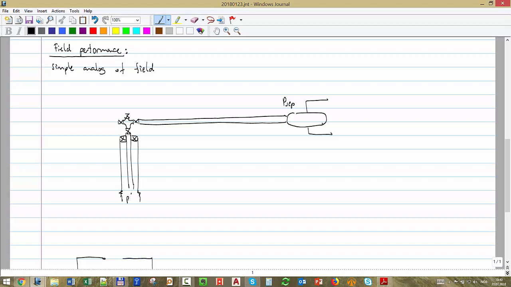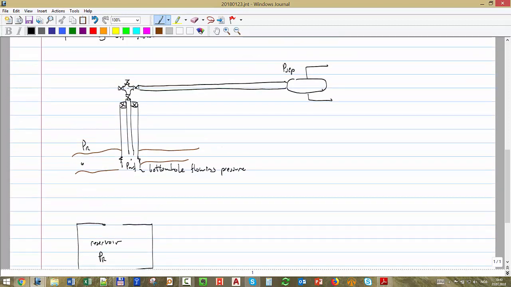Then that's PWF, that's bottom hole flowing pressure. And then someplace in the formation, I'm going to put it nice, someplace here you have reservoir pressure. And you have another big point here that is called PWH, and that's called wellhead pressure.